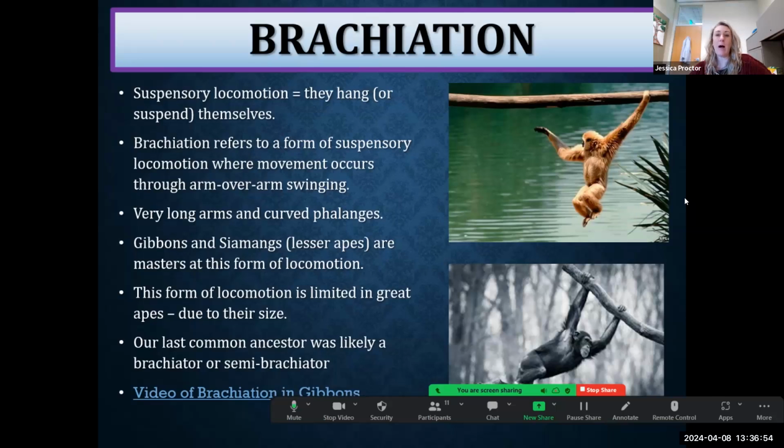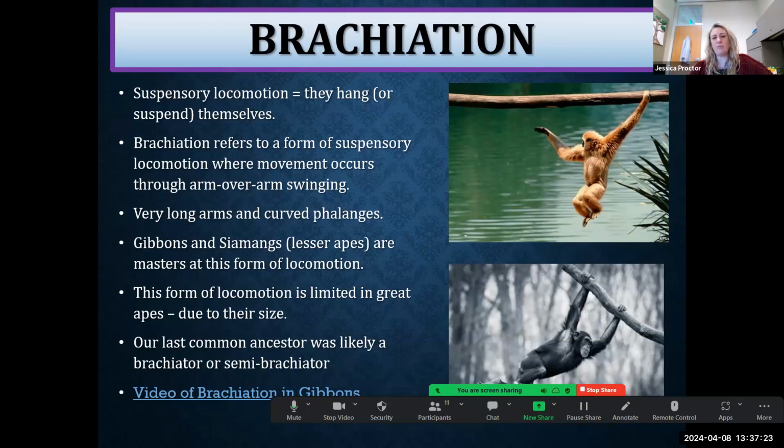So they are essentially the opposite of the vertical clingers and leapers. They have very long arms or forelimbs in comparison to their legs. Their humerus plus their radius and ulna is going to be much longer than their femur plus their tibia and fibula. And they have very long arms and curved phalanges. Phalanges are the finger bones. The best brachiators, the true brachiators, are the lesser apes, which include the gibbons and the siamangs, and they are masters at this form of locomotion.